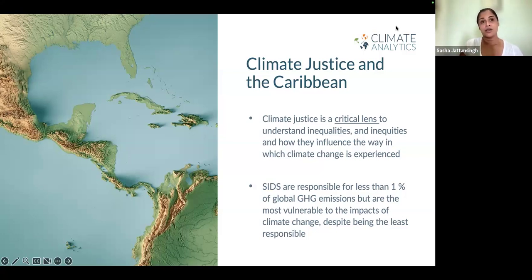So they always say that SIDS are on the front lines of the climate emergency or climate disaster. And really and truly, climate justice, sorry, is how Caribbean countries have framed and engaged with the international climate change negotiations. So we really use a climate justice framing when we go to these negotiations and push and advocate for climate finance and support and so on to address these issues.